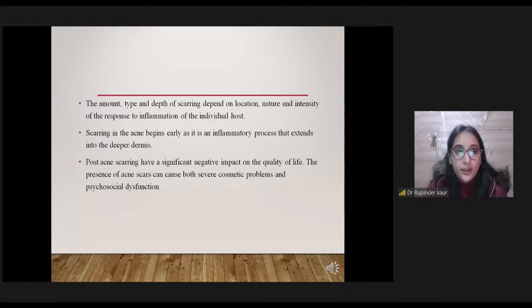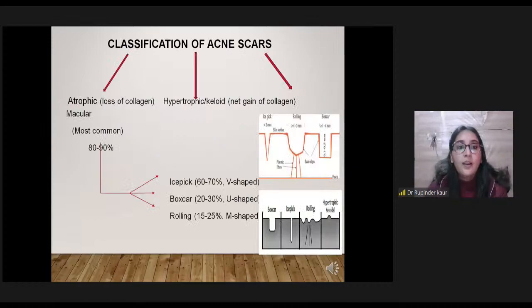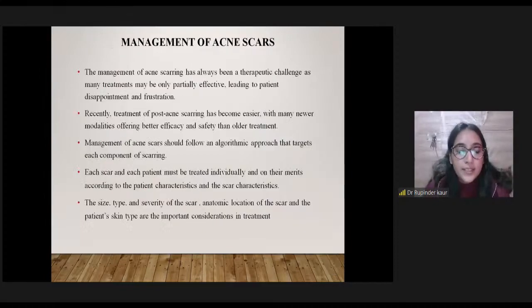Acne scars are classified into atrophic, hypertrophic, and macular scars. Atrophic is the most common type, constituting 80 to 90% of acne scars, which can be further classified into ice pick scars, boxcar scars, and rolling scars.